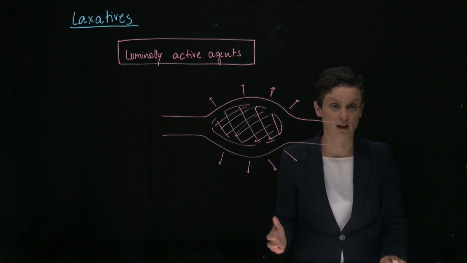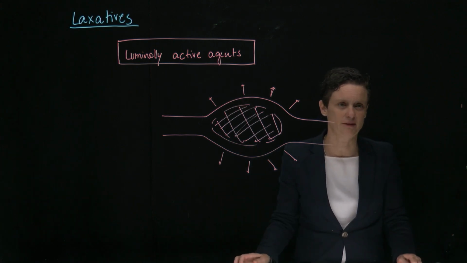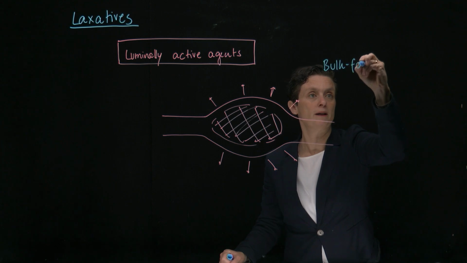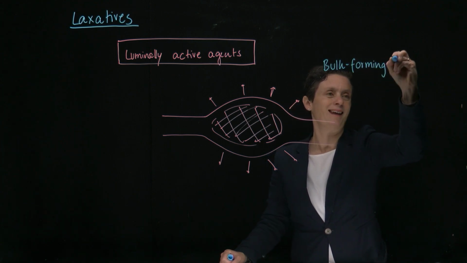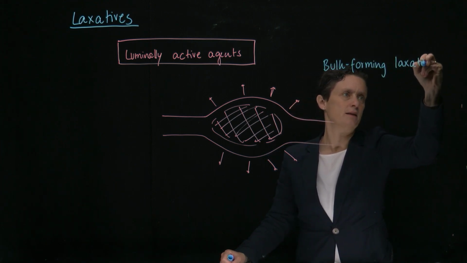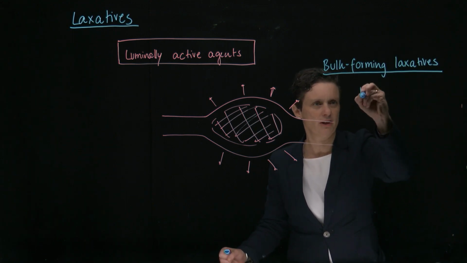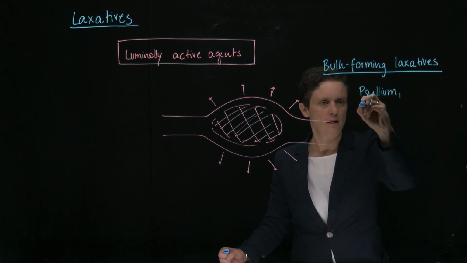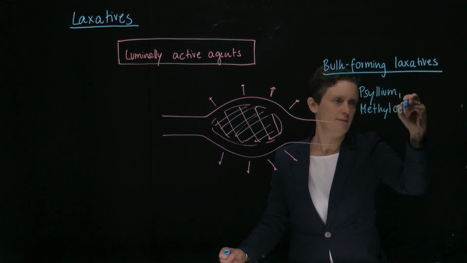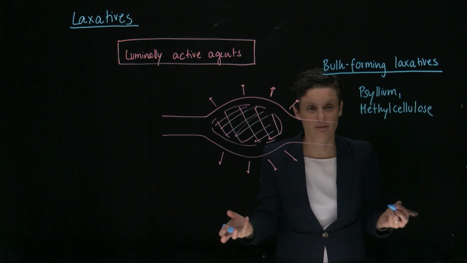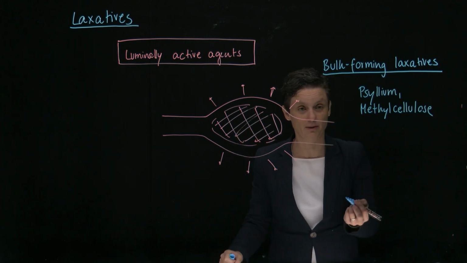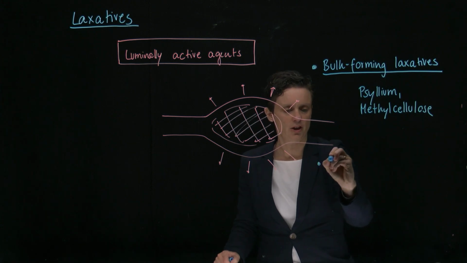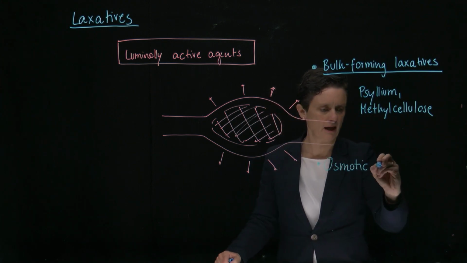Well, one type of drugs within the luminally active agents are so-called bulk forming laxatives. So just indigestible molecules such as psyllium or methyl cellulose. Just adding indigestible molecules to the bowel. Or, and that's the alternative, you just use osmotic agents.